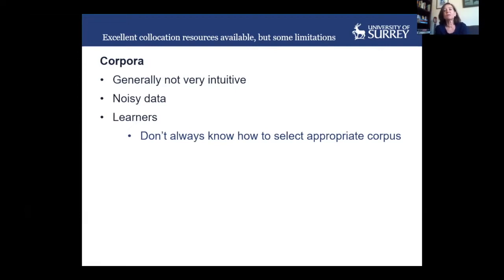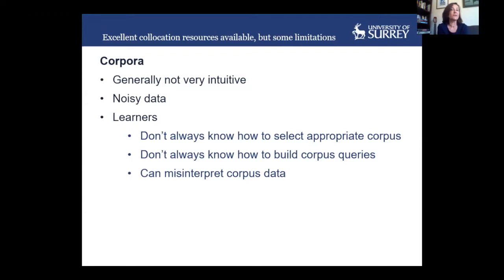Then learners don't always know how to select an appropriate corpus. So if you select the wrong corpus, you won't get good results. Learners don't always know how to build corpus queries. Even experienced corpus linguists, sometimes it takes them two or three goes to refine a query and make it retrieve exactly what they want. And it's very easy to misinterpret corpus data, especially among students. And another thing, you can just get distracted by corpus data. So you end up lost in the corpus and you forget why you were using the corpus in the first place.